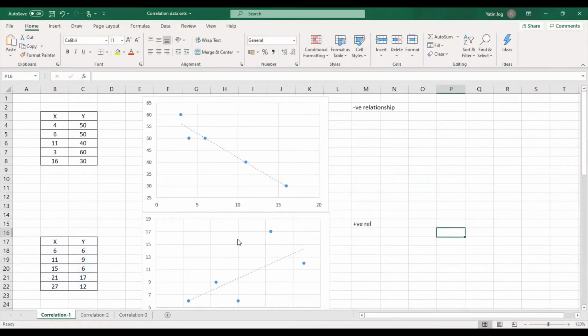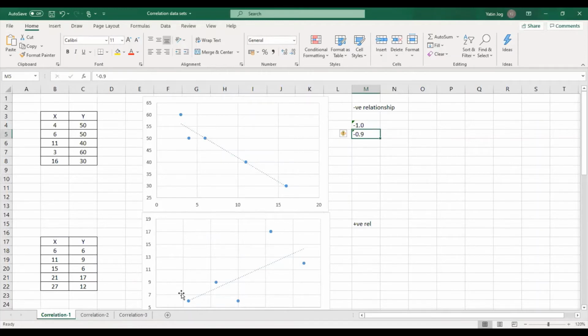Now look at both the examples. From the example itself, I can try to visualize my value of R. In the first example, out of 5 data points, 3 data points are exactly on the line, and the data points which are not on the line are also very close to my trend line. So the value of R, because it is negative, will be very close to minus 1.0. It must be somewhere around minus 0.9 to minus 1.0, correct?